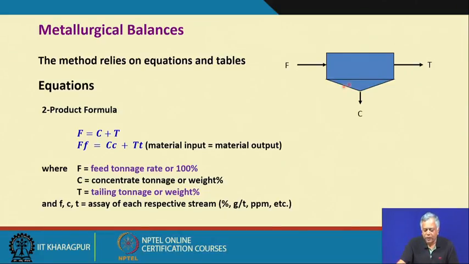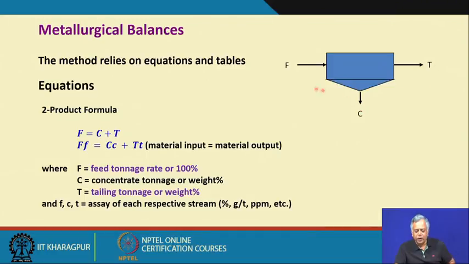Now, say the assay of my wanted material, for example copper. The copper content of the feed is represented by small f. Let me first explain: suppose I have 1% copper here. We do some processing here, so we are concentrating it. Now suppose the assay here is 20% copper. What the assay will be here I can calculate back, but before that, suppose here it is 20% and here it becomes 0.02%.